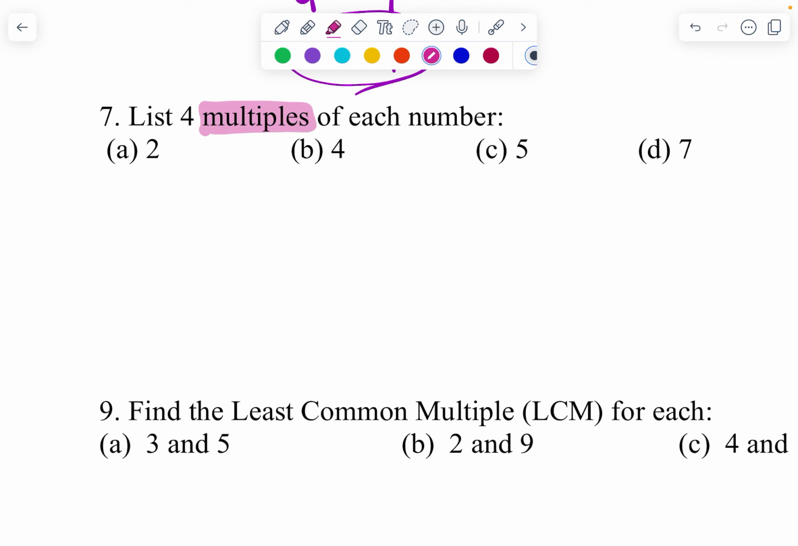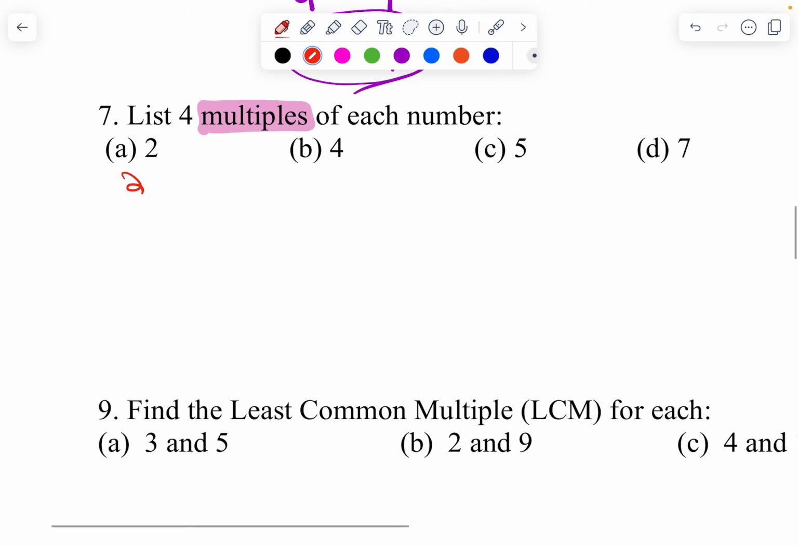So multiples, what you should be thinking about is when you were in grade school, your teacher would ask you to count by fives. That's what multiples are. Counting by twos, counting by fours, counting by fives. In the case of part D, it's going to be counting by sevens. So if we start with part A here, counting by twos, 2, 4, 6, 8. There's 4 multiples of 2.